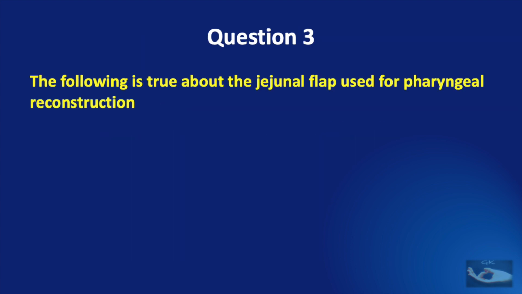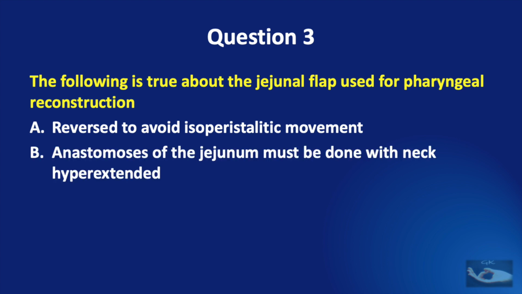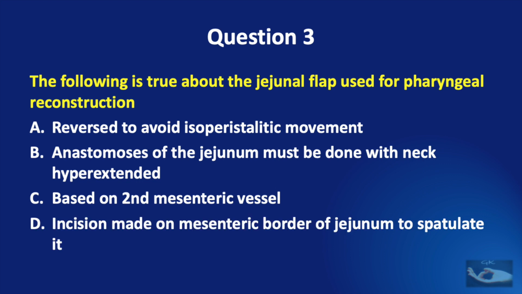Question number 3. The following is true about the jejunal flap used for pharyngeal reconstruction. It is reversed to avoid isoperistaltic movement. Anastomosis of the jejunum must be done with the neck hyperextended. It is based on the second mesenteric vessel. Incision is made on the mesenteric border of the jejunum to spatulate it.